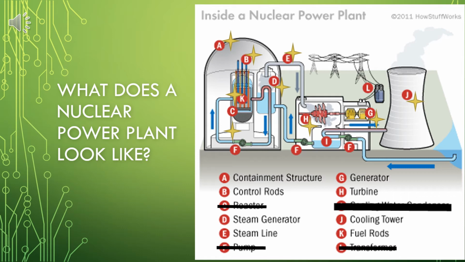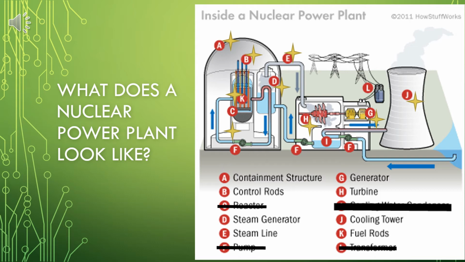Also housed in the containment chamber is D, the steam generator. In this container, heat from the reaction is pumped through a body of water. That water heats up and produces steam, which is forced through E, the steam line or the steam pipe. That steam pipe forces the steam over H, which is the turbine. The turbine produces mechanical energy and is connected to G, which is your generator. The generator takes that mechanical energy, converts it to electrical energy, and puts it onto the grid.